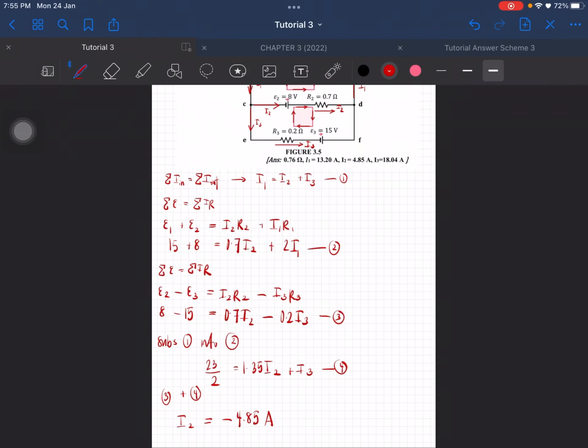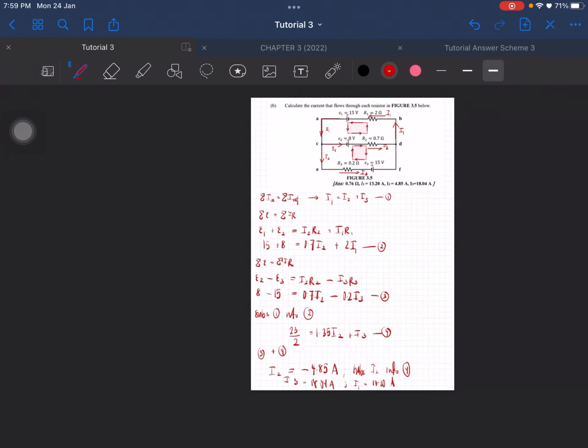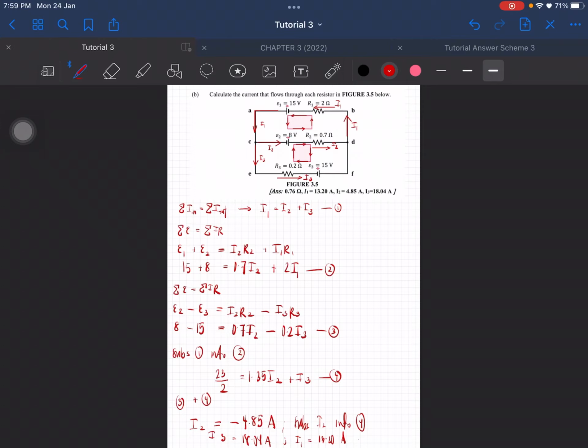And then for I3, substitute I2 into equation 4. I think you should get I3 equal to 18.04 ampere. The solution for I1 is equal to 13.20 ampere. Okay, so that is the solution for question 7B.